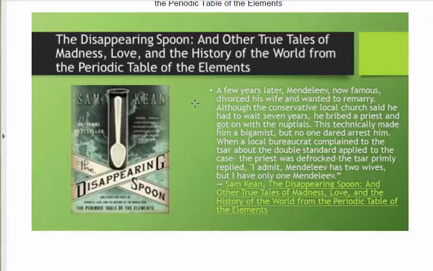We're learning about Mendeleev right now, the father of the periodic table. And this is a little excerpt from The Disappearing Spoon. It says, a few years later, Mendeleev, now famous, divorced his wife and wanted to remarry, although the conservative local church said he had to wait 7 years. He bribed a priest and got on with the nuptials. This technically made him a bigamist, but no one dared arrest him. When a local bureaucrat complained to the Tsar about the double standard applied to the case, the priest was defrocked. The Tsar primly replied, I admit, Mendeleev has 2 wives, but I have only one Mendeleev.